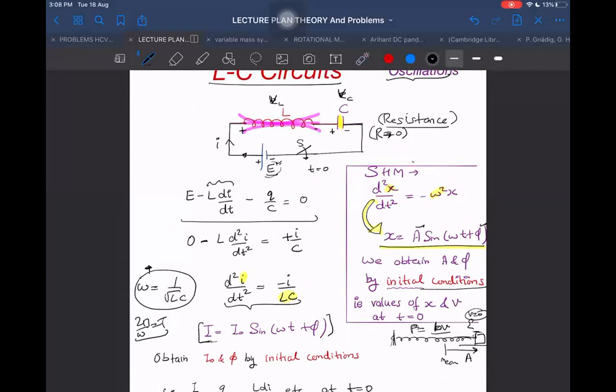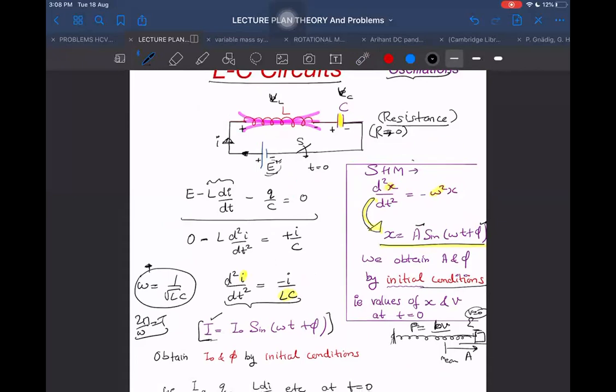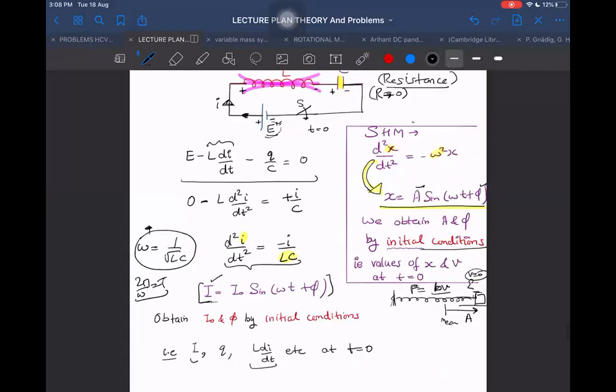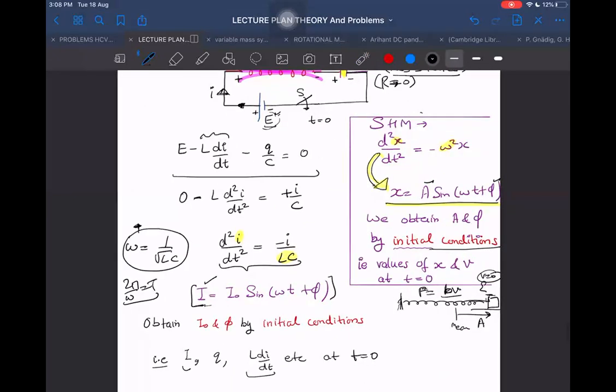Is it true or not? In one complete cycle, because current is executing SHM, it will change sign. Once current will be positive, then current will become negative. So once the battery will supply some current and then the battery will take the current back. So it will supply some energy and it will take the energy back. So overall, it will be just oscillations in which on an average energy remains constant.